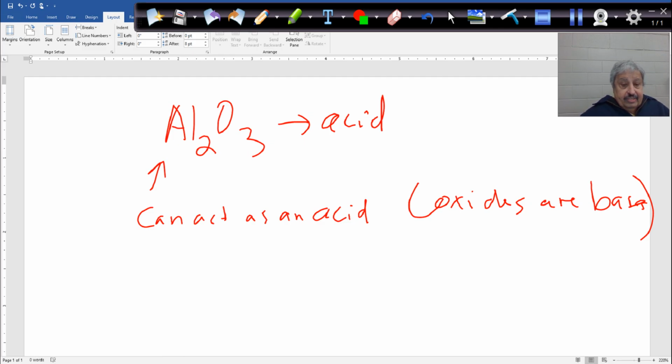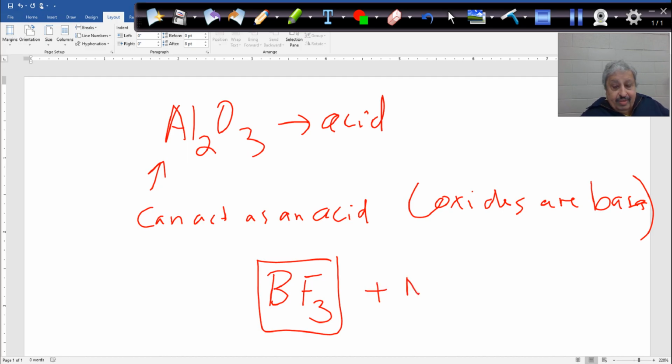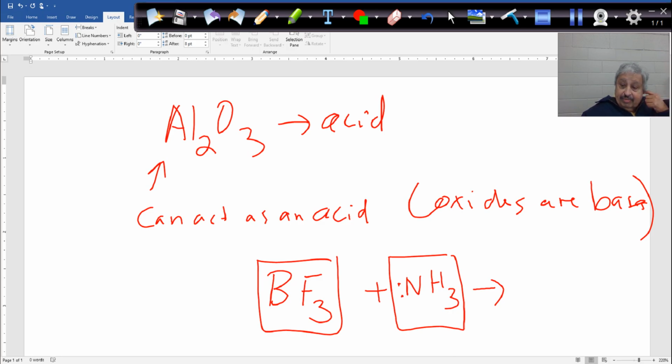Another example of this is BF3. When you let BF3 react with ammonia, what do you think is happening? Can somebody tell me what will happen? Well, ammonia here has extra VEs, correct? So according to Lewis, this one is a base. It can donate those two. Then you will have boron trifluoride looking like this.